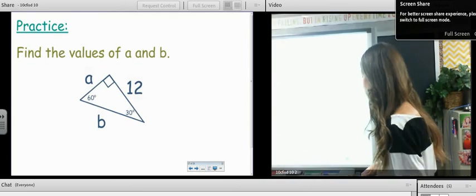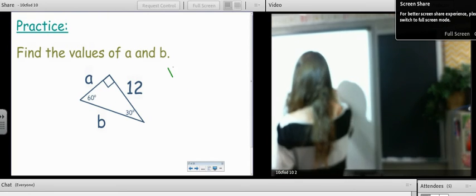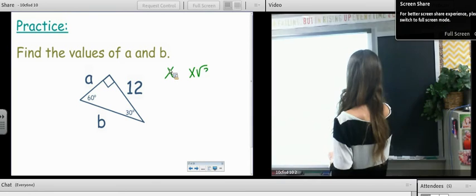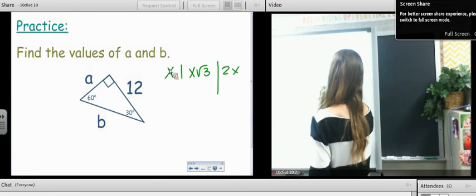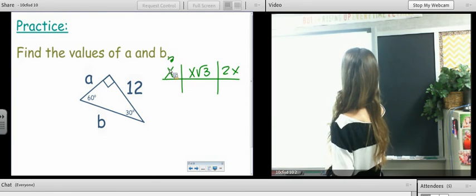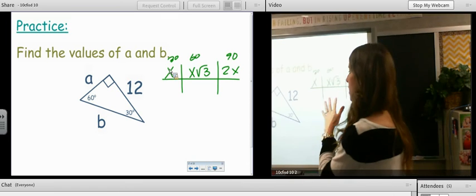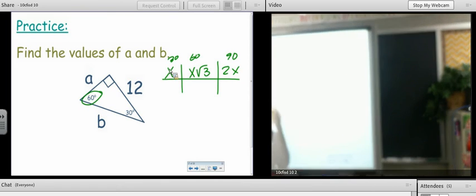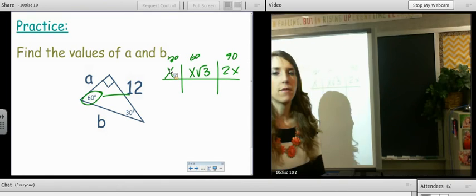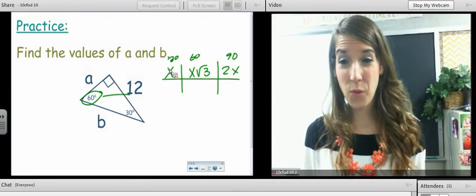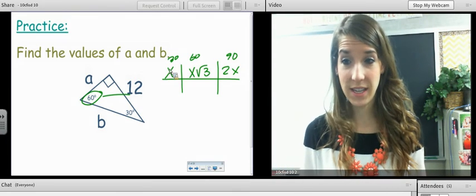Here we go. So, I'm going to show you something. Take it for whatever you want it. X, x root 3, 2x. This is 30, 60, 90. Sometimes it helps to say, okay, what do I have and what is it across from? I've got a 12 and it's across from 60.